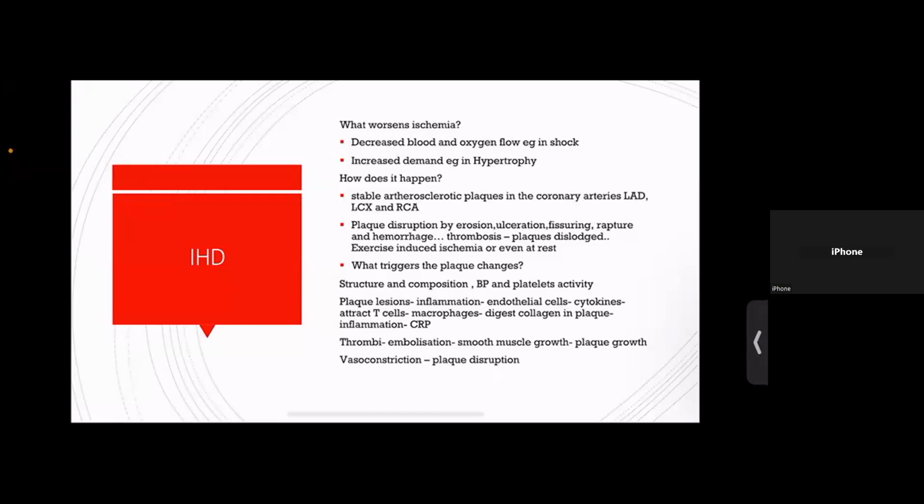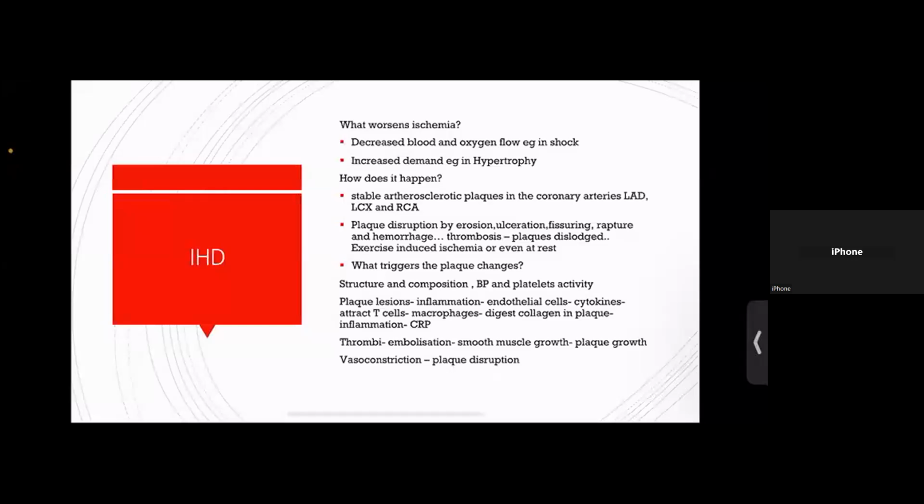So in these vessels, we have stable atherosclerotic plaques due to cholesterol deposition. Then this plaque gets disrupted, okay? They get disrupted by erosions, ulcerations, fissuring, rupture, and sometimes hemorrhage. This causes thrombosis, and these plaques get dislodged. Sometimes this happens in the case of exercise.